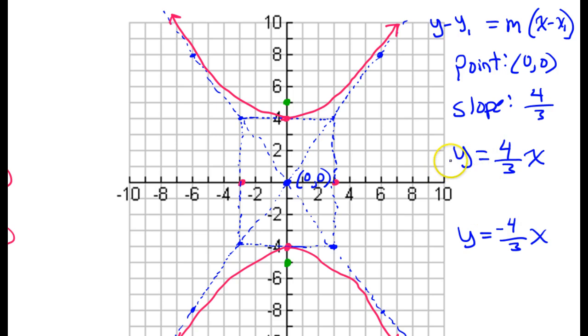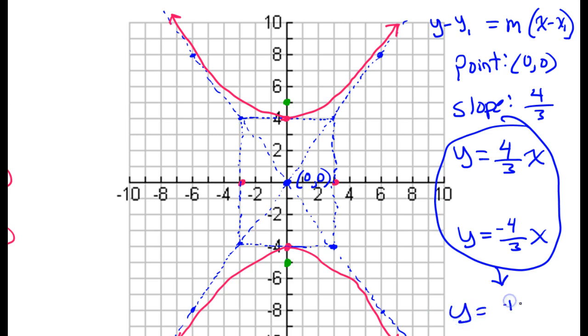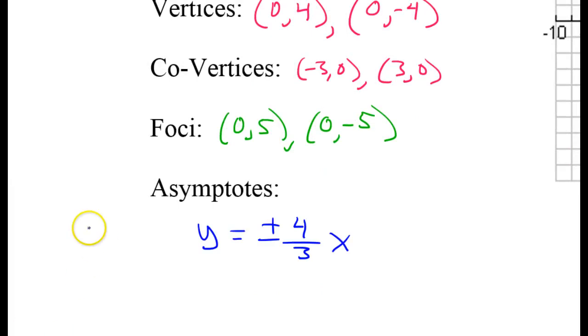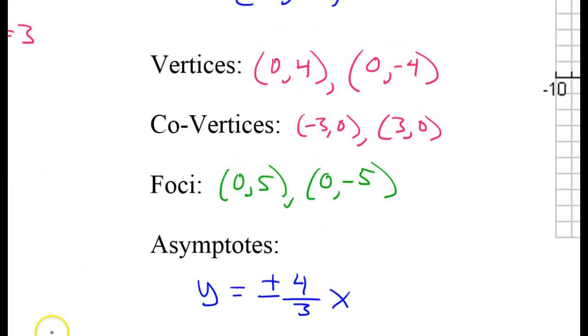So this is always going to happen. You're always going to have the same equation for both asymptotes, except one will have a positive slope, and the other one will have the same slope, only negative. So in the end, we could combine these two together, and we're allowed to do this. We can write y is equal to plus or minus 4 over 3x. That's giving us the equation for both asymptotes at once. Okay, and that is it for this problem.